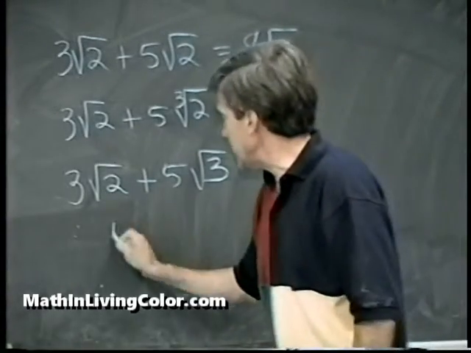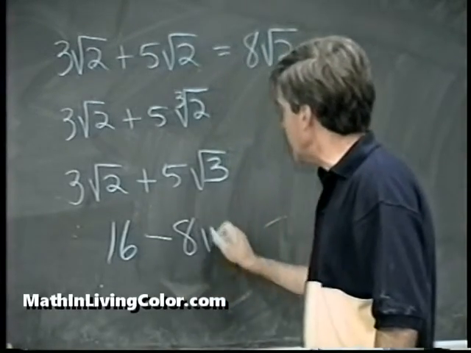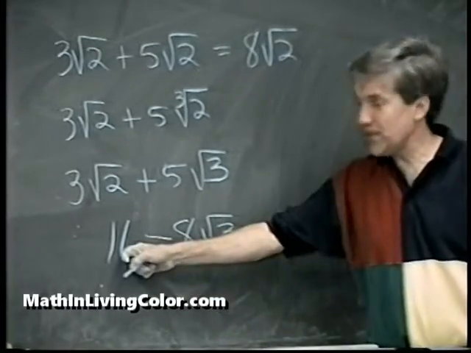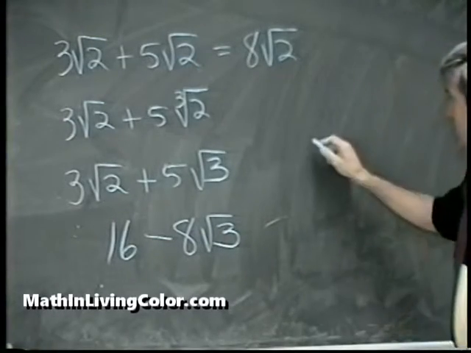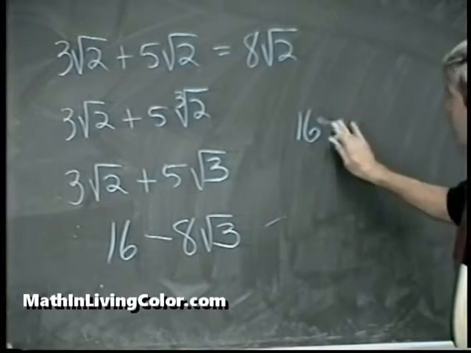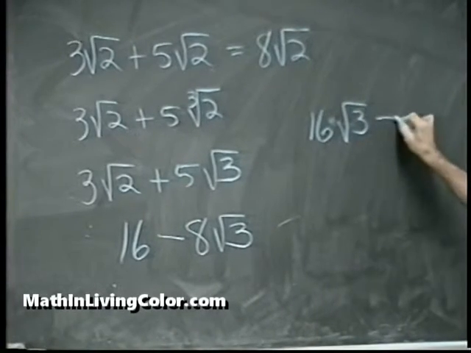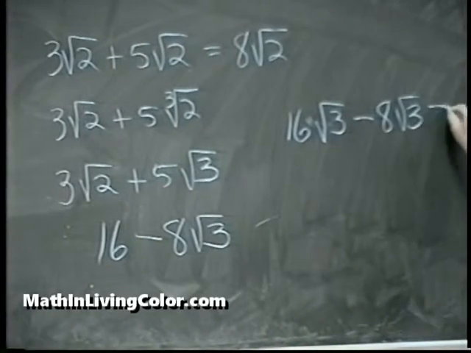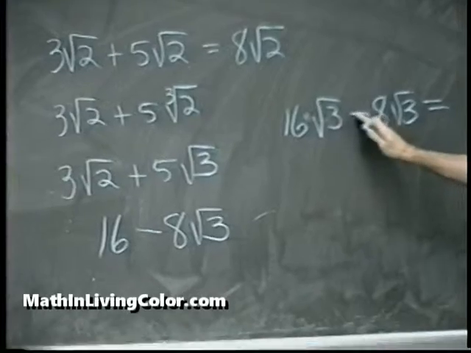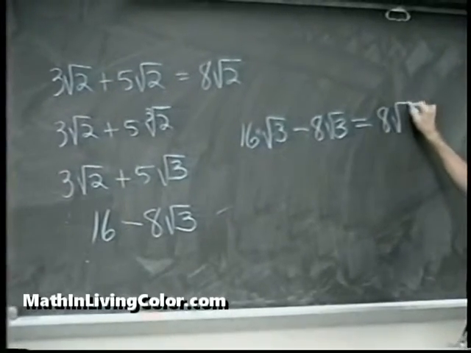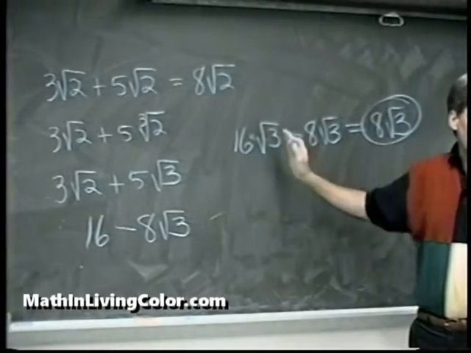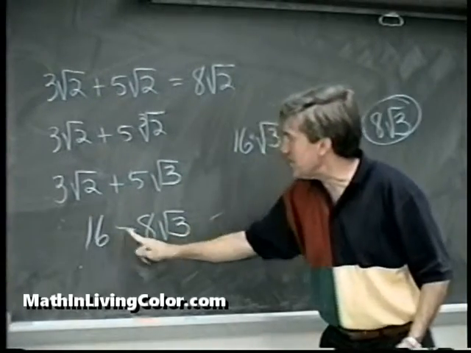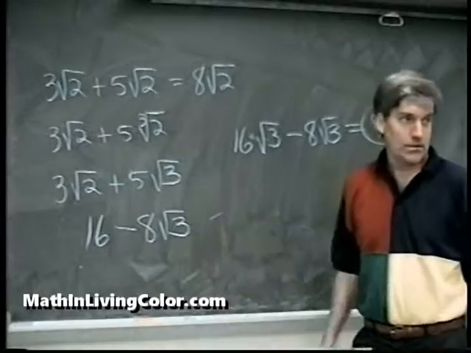Now what if I had something like 16 minus 8 radical 3? 16 is just a whole number. It's no radical. Now if I said 16 radical 3 minus 8 radical 3, what would that be? 16 radical 3 minus 8 radical 3 would be 8 radical 3, right? That is if it's got a radical 3 in both places. But what if it says 16 minus 8 radical 3?